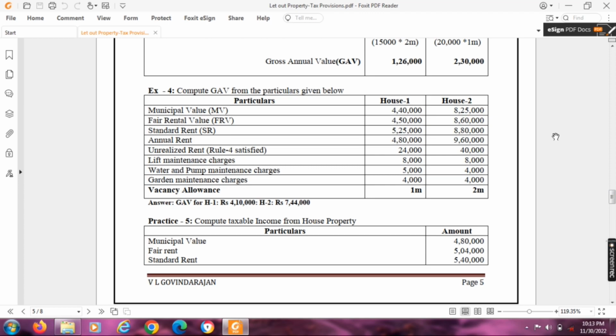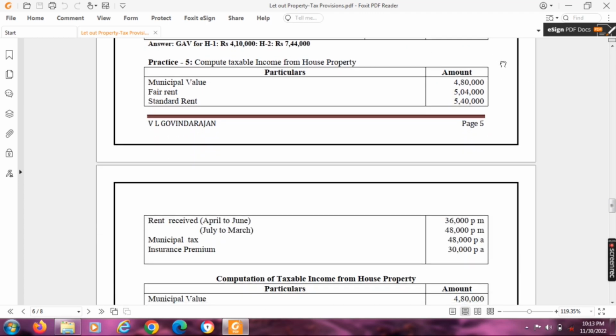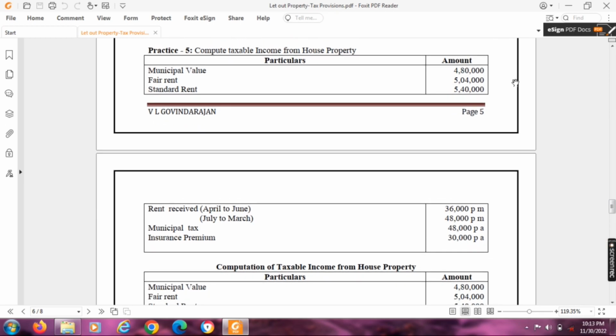Now let me see practice 5. Compute the taxable income from house property. Municipal value given, fair rental value given, standard rent given, rent received. April to June, the first 3 months, the rent is 36,000 per month. From July to March, it was increased, 48,000 per month. Municipal tax and insurance premium is given. Let me see the answer.